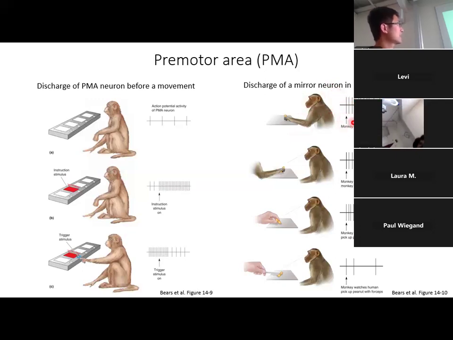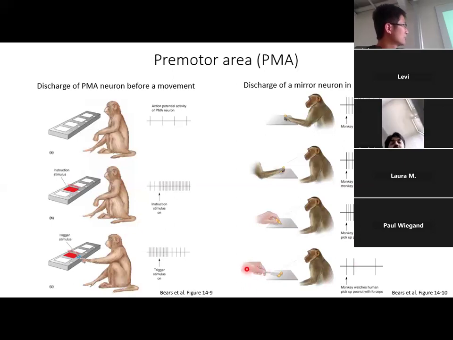When the monkey picks up an object, a peanut, the neuron fires. This is related to the actual movement. But if the monkey doesn't move and observes another monkey do the same movement, picking up the peanut, the same neuron fires, even without any movement of this monkey. The same also fires when a human does the same pickup of the peanut.